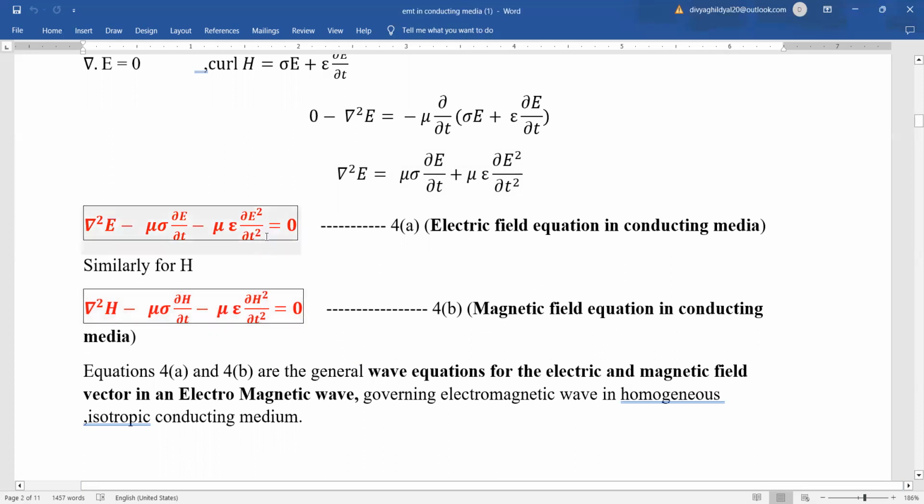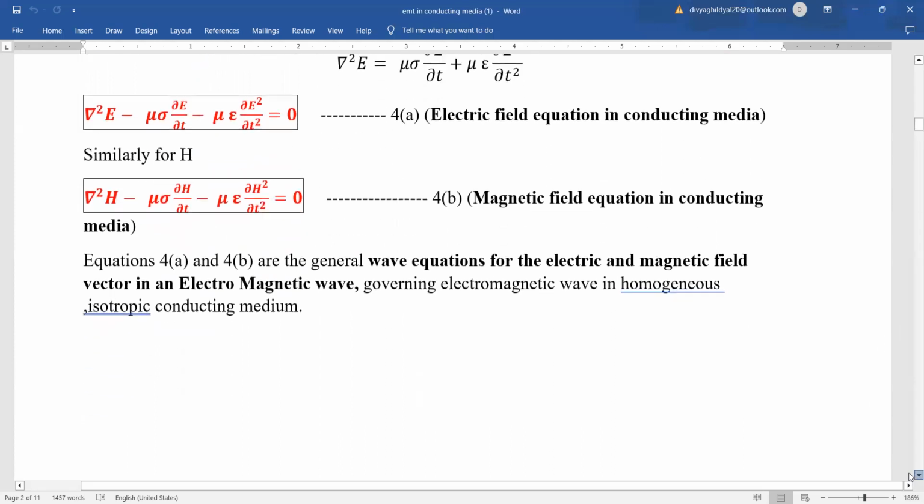These two equations are the general wave equations for electric and magnetic field vector in an electromagnetic wave. And they can be asked in your exam, that write the electric field equation in conducting media or the magnetic field equation in conducting media. It can be a small question.